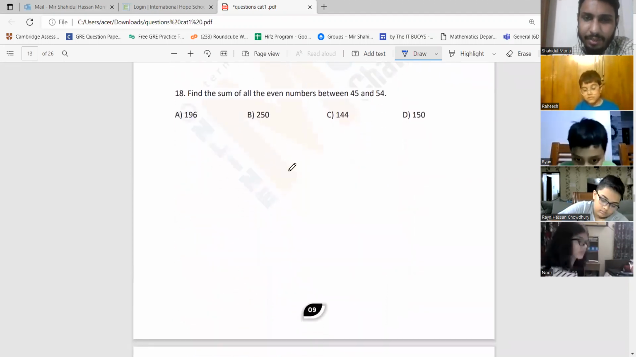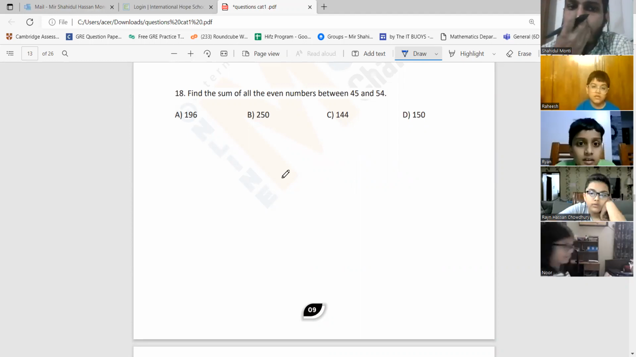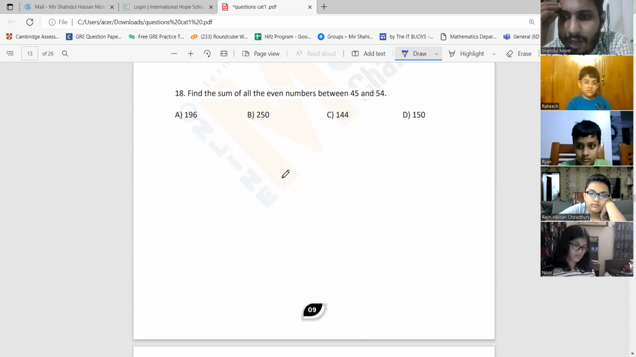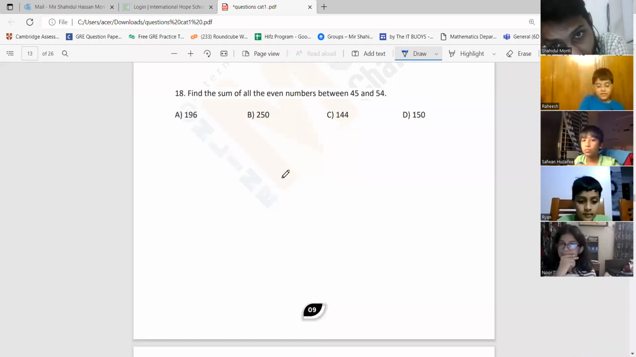Question number 18. Question number 18 says, find the sum of all the even numbers between 45 and 54. Do we count 54 as a number also? Find the sum of all even numbers between 45 and 54.